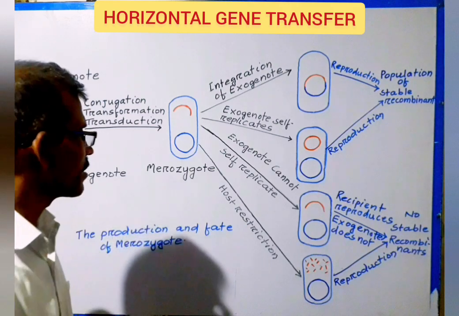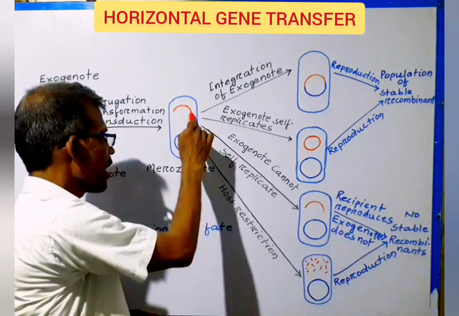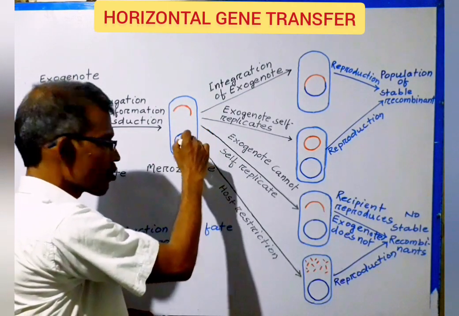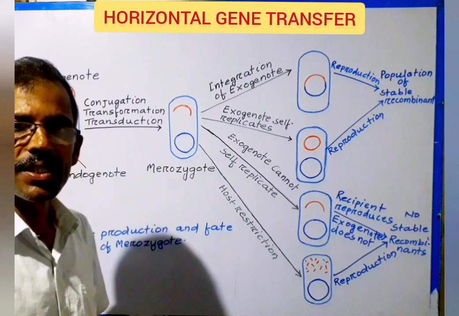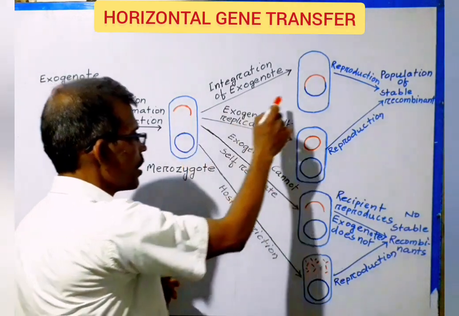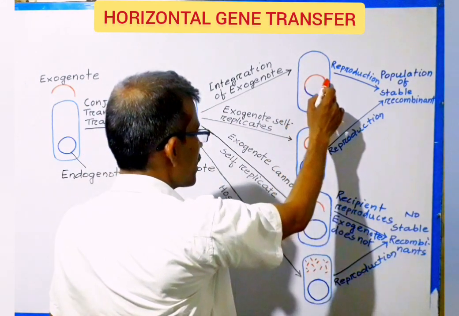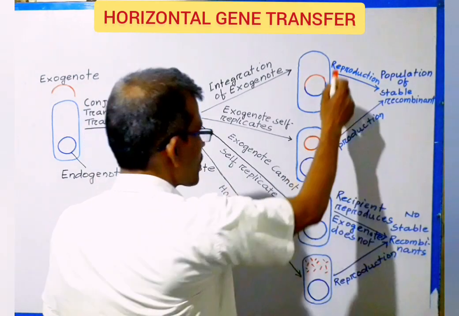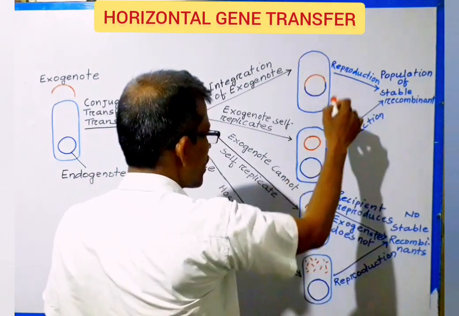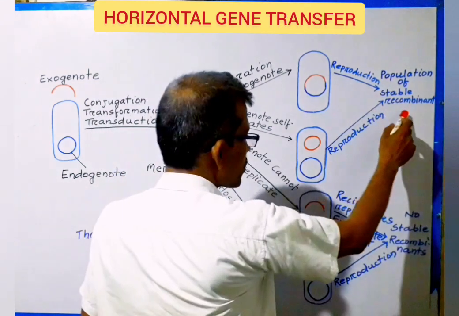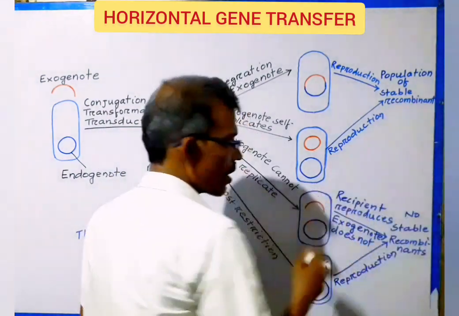In one case, the exogenote has sequence homology with the recipient cell's chromosome. Because of the sequence homology, the exogenote is stably integrated into the recipient cell's chromosome. This gives rise to a stable recombinant which reproduces and forms a population of stable recombinants.